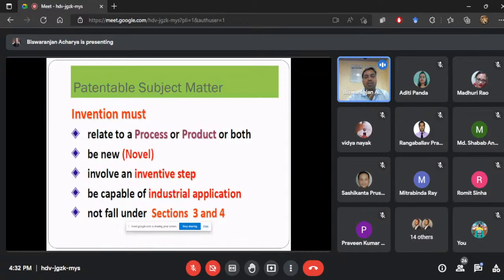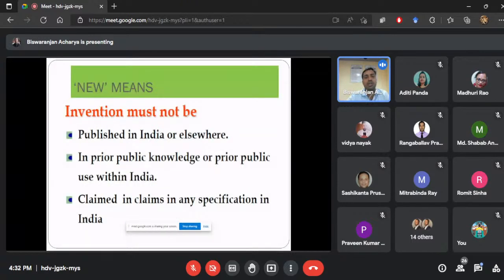New means something we do not already know, not published in India or elsewhere. It must not be published in India or elsewhere, in prior public knowledge or prior public use within India. Some goods are already used, but if new innovative steps are used, they can be patentable. So the product or process must not be known to people, or claimed in any specification in India.